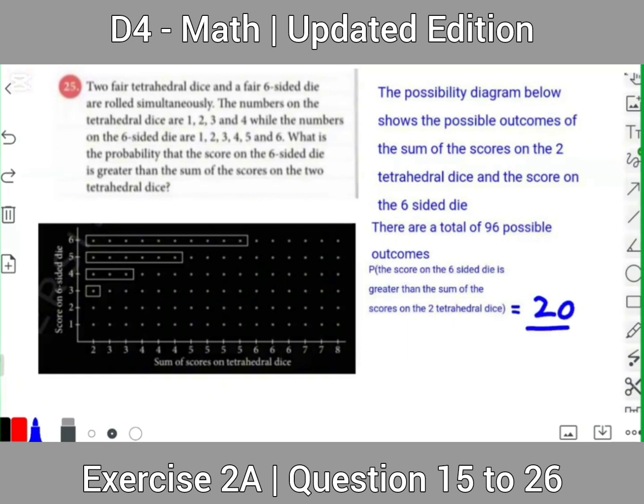And the total number of outcomes are 96. And after simplification, it will give us 5 over 24. So the probability that the score on the six-sided die is greater than the sum of the scores on the two tetrahedral dice is equal to 5 over 24.